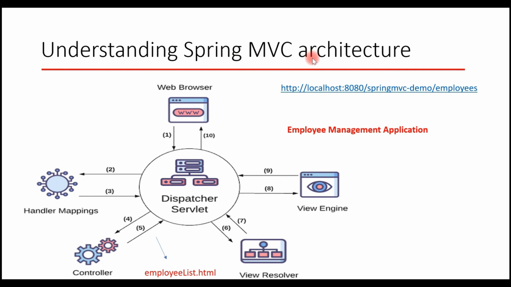Now let's understand Spring MVC architecture and how the HTTP request is processed in it. Look at the diagram here. We are going to understand Spring MVC architecture step by step. Look at the numbering, 1, 2, 3, 4, 5 up to 10. These are the steps involved in Spring MVC architecture, and I am going to explain them step by step. As you can see in the diagram, dispatcher servlet is at the center of our Spring MVC architecture. All the requests from the web browser first come to the dispatcher servlet.